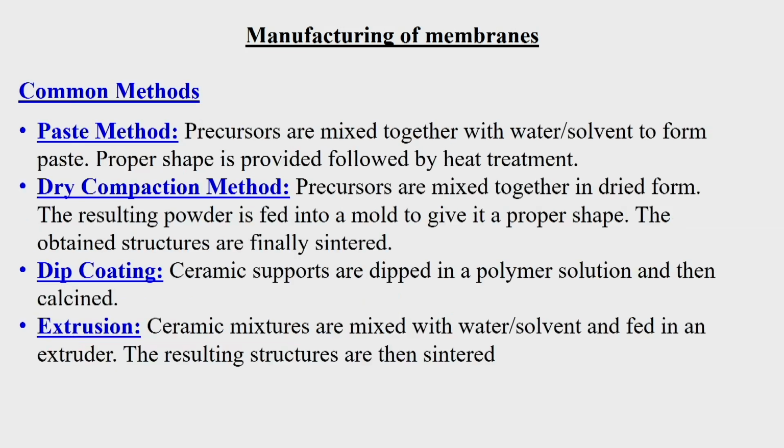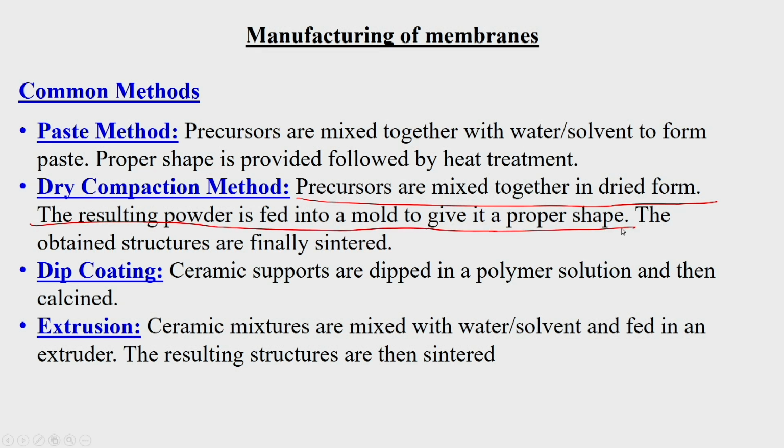Okay. And the common methods are like this. There are 4 common methods: one is the paste method, another is dry compaction, the third is dip coating, and the fourth is extrusion. The paste method is also widely used, where precursors are mixed together with water or solvent to form a paste, and then the proper shape is provided followed by heat treatment. In the dry compaction method, the precursors are mixed together in dried form. So, there is no need to add any solvent, and the resulting powder is fed into the mold to give it a proper shape.